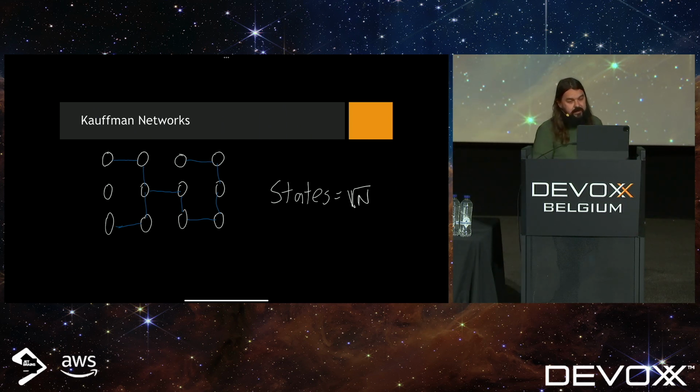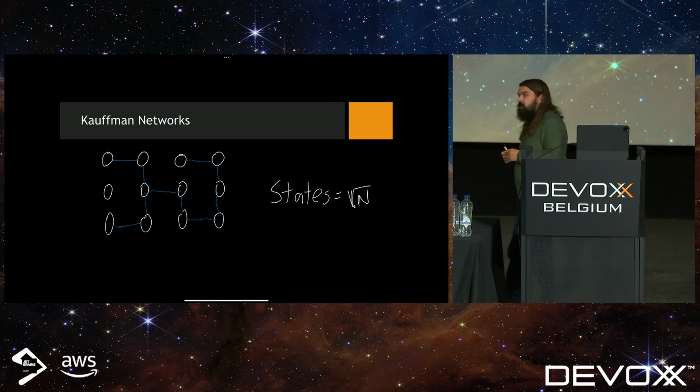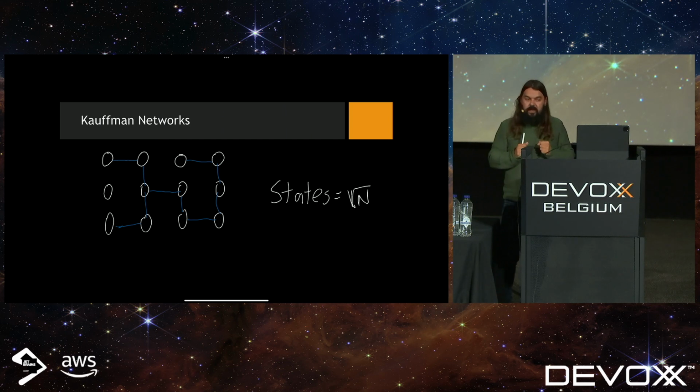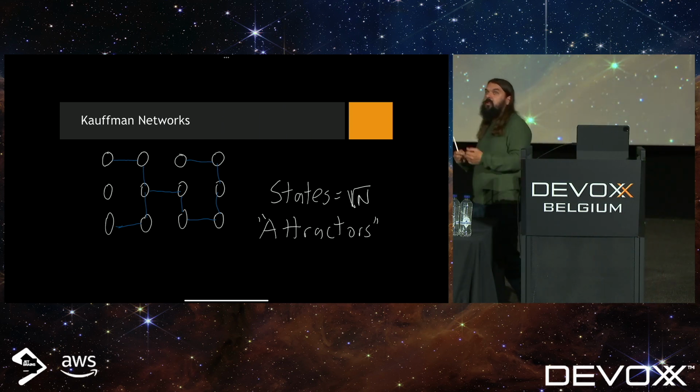And he called these states that the system kept, he noticed this first, that the system kept going back to the same patterns over and over again, which would mean the same pattern of on and off lights, that you would see the same thing flashing over and over again. And he called these states attractors, because it seemed like the system was attracted to these states, that it wanted to be there.